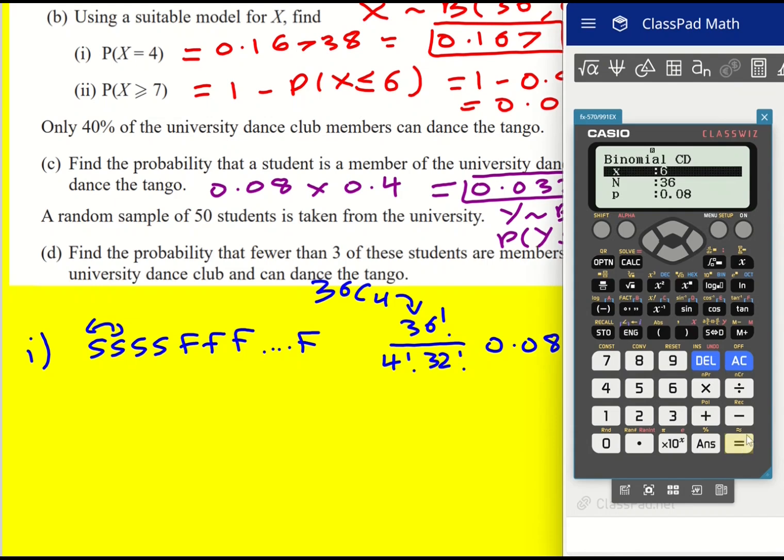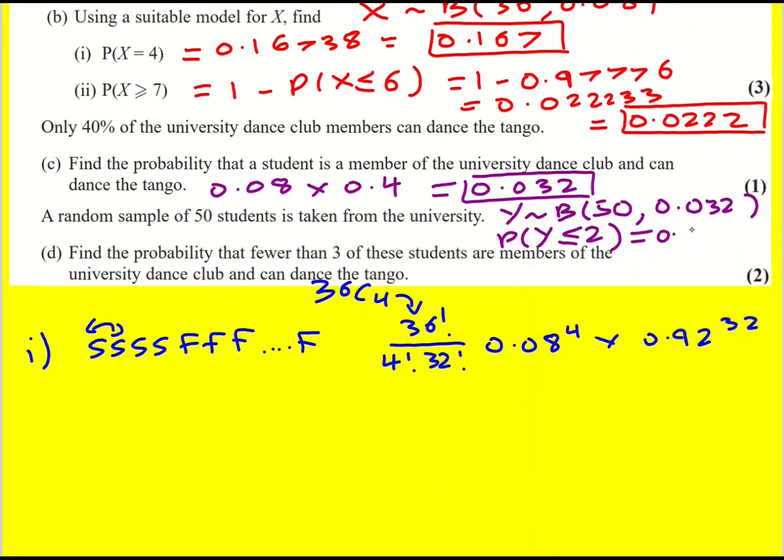So back to this, it's still a CD. Now it's going to be 2, 50, and 0.032. We get 0.7850. So there's a very high chance of fewer than 3 being in the dance club and being able to dance the tango. 0.785, so 3 significant figures.